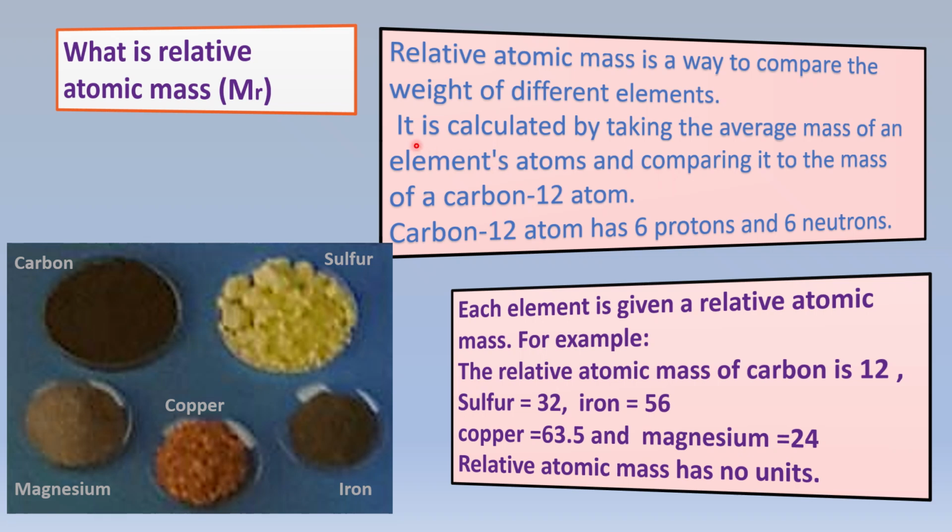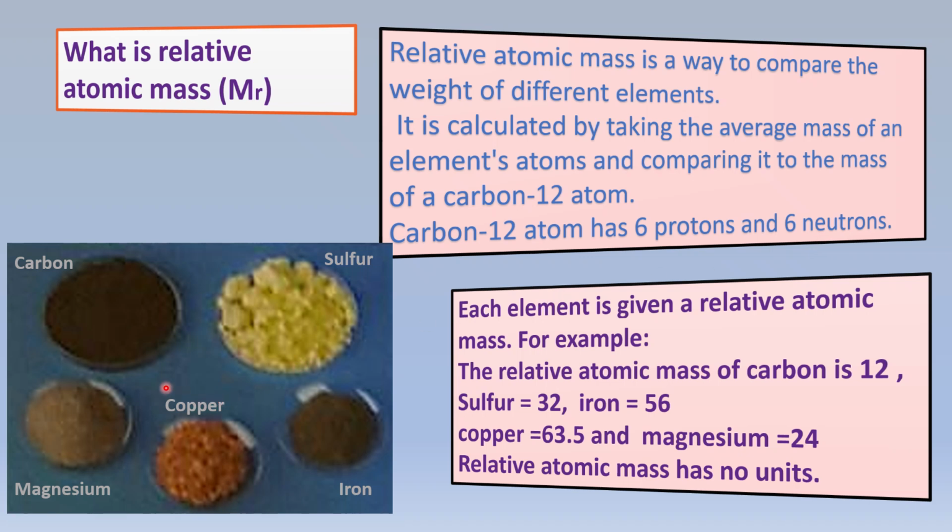The relative atomic mass is calculated by taking the average mass of an element's atom and comparing this mass to the mass of carbon-12. It is called carbon-12 atom because it has 6 protons and 6 neutrons. Therefore, the relative atomic mass will have a number similar to the number of protons plus the number of neutrons in an atom because they carry most of the weight of the atom.